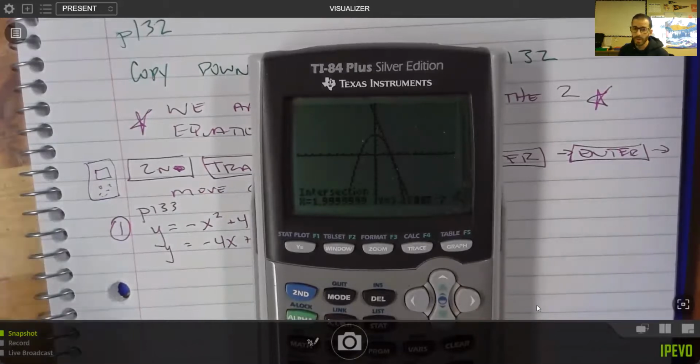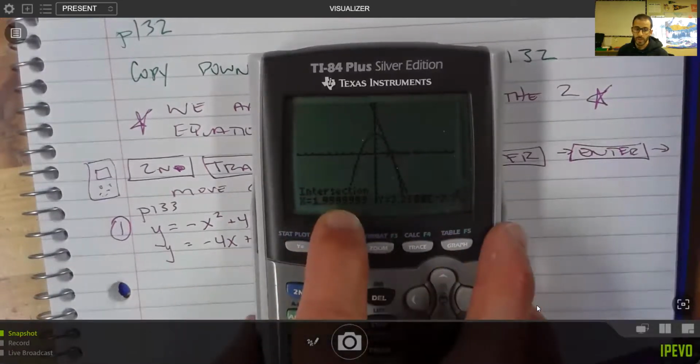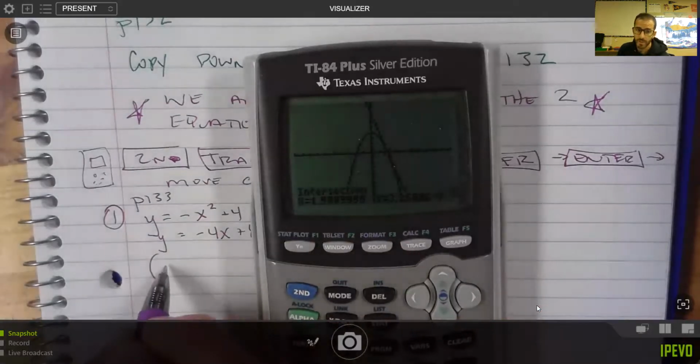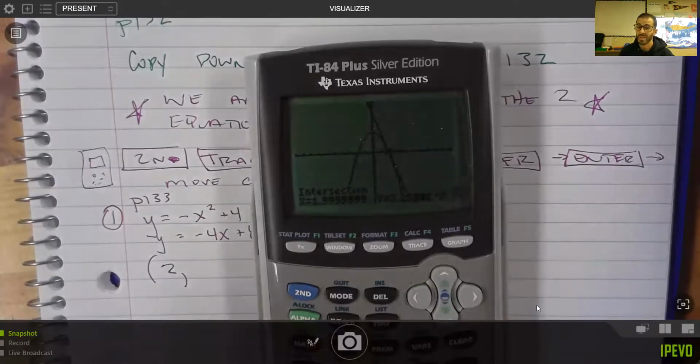So it turns out, oh, this is some bad calculator math. All right. It turns out for number 1, it intersects at, what are you really going to round that to? You're going to round it to the number 2, right? 1.9 repeating is 2. Remember, your calculators aren't smart. They're just doing what they're told.